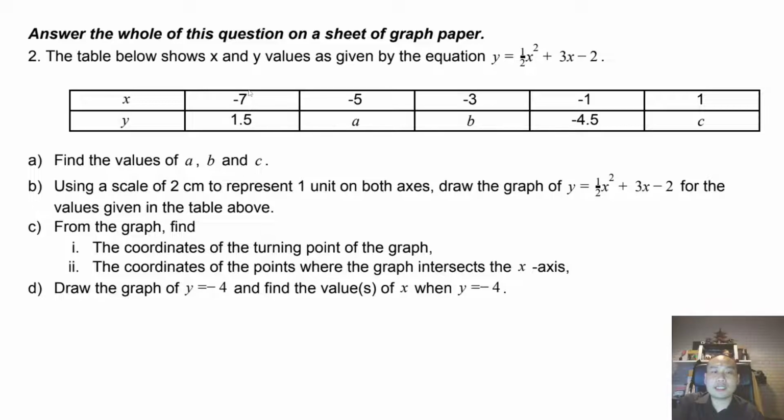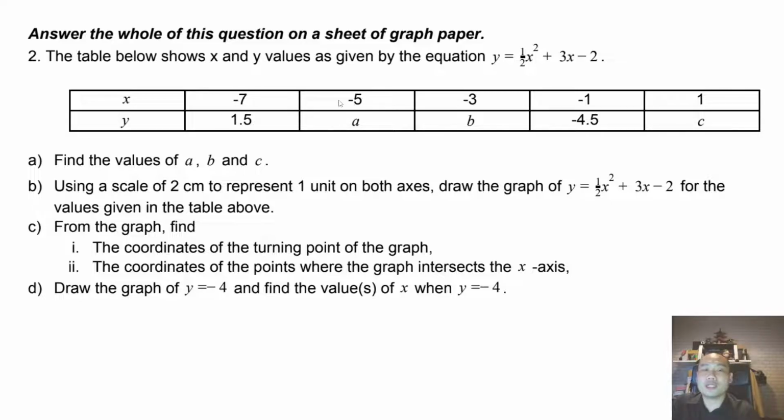I take x equals negative 7 and substitute it into our function, y equals half, then change the x to negative 7. When you put in a negative number, put it in a bracket, it saves you a lot of pain. So plus 3 times negative 7 minus 2, you should get 1.5. It is a matter of substituting carefully. So when x equals negative 7, y is 1.5.